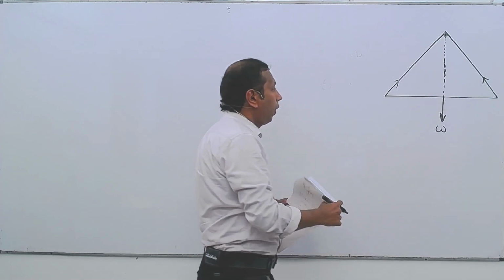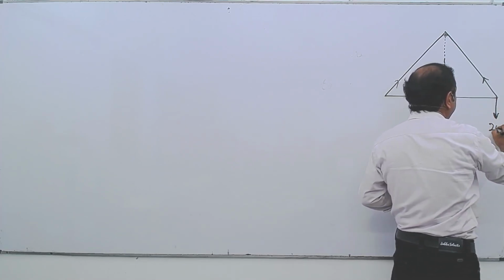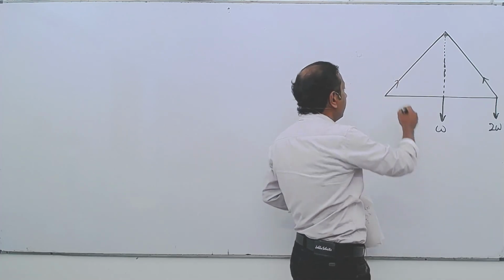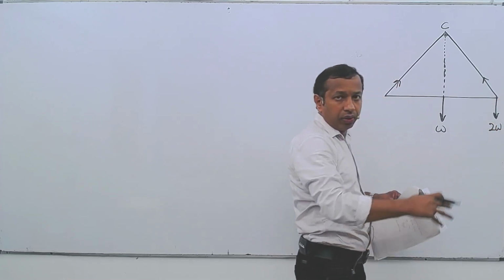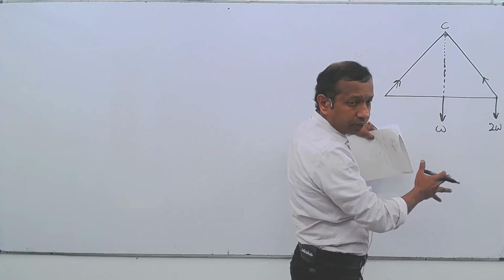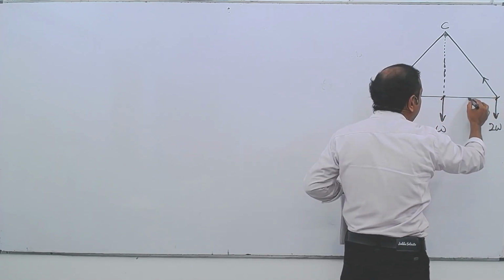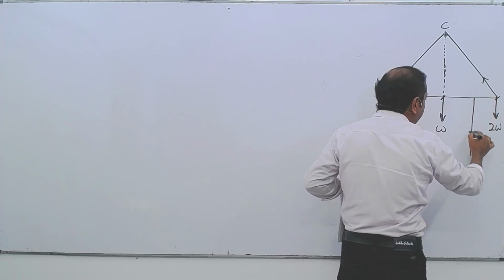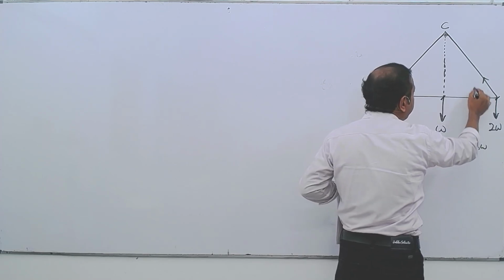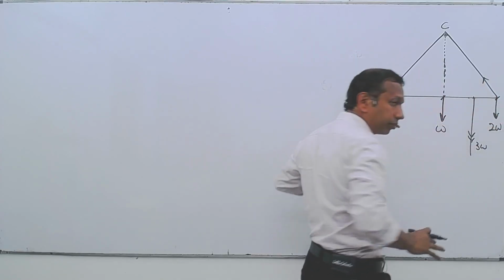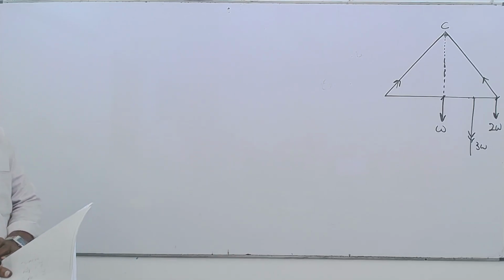Now, another weight 2W is suspended from here. The tension is still passing through this point, see. Because of this 2W suspended here, the system will turn this way. So the result of W and 2W will act in between these two points, like this, 3W, until this 3W weight's line passes through this point C. That is the diagram we must draw. Okay? The diagram we must draw.